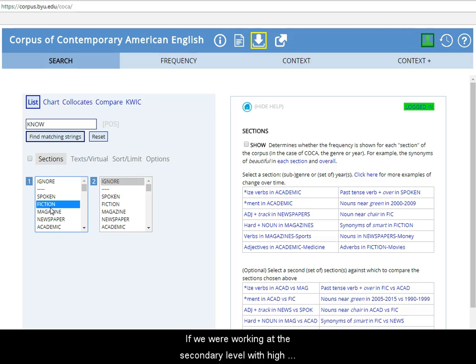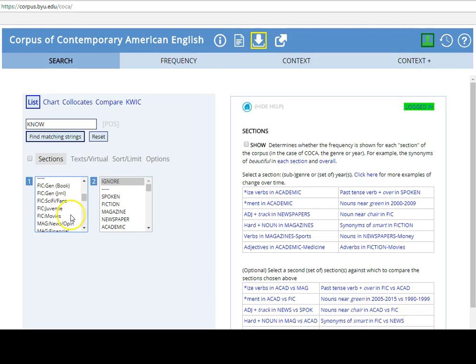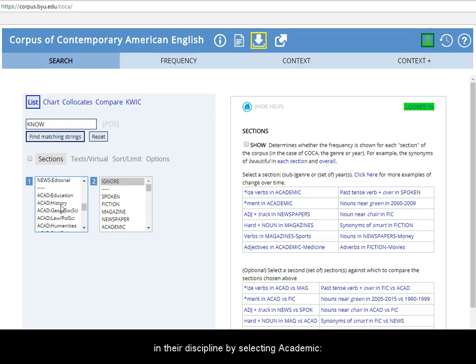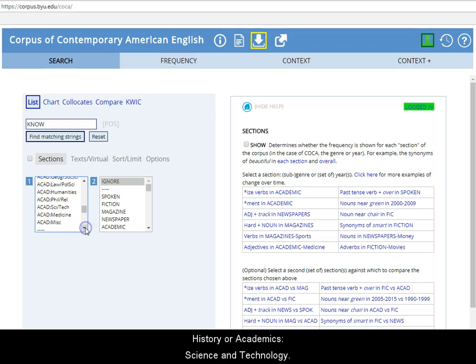If we were working at the secondary level with high school students, we could even limit our search to fiction, juvenile. If we were working with business students, we could limit our search to magazines, financial. For university English for academic purposes, we could encourage learners to search within journal articles written in their disciplines by selecting academic history or academics, science and technology.